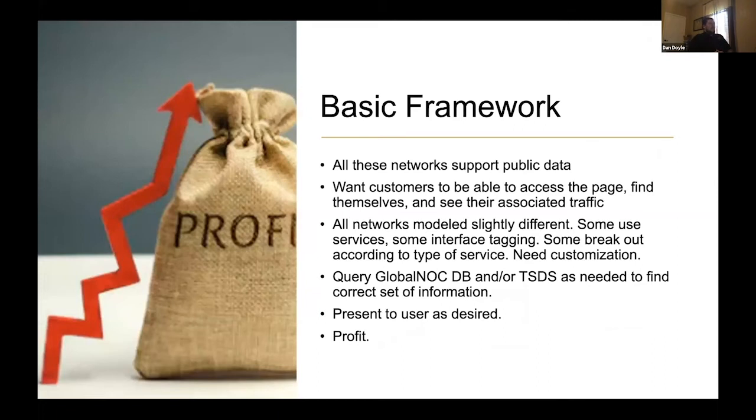So the basic framework for these networks. All of the networks listed here support public data. So we were able to sort of punt on the auth-z issue, at least for the immediate time being. It was an easier way to get started. The use case and the interaction pattern that we talked about is wanting customers to be able to access the page, find themselves, and then see their associated traffic.